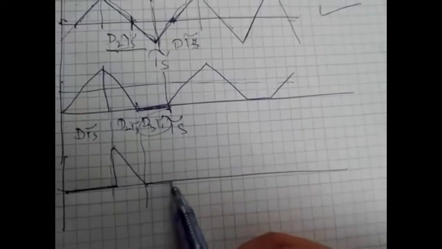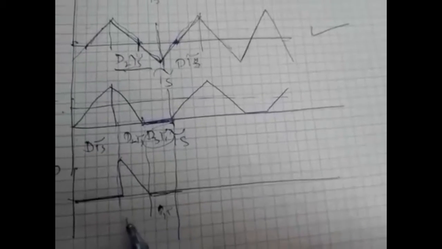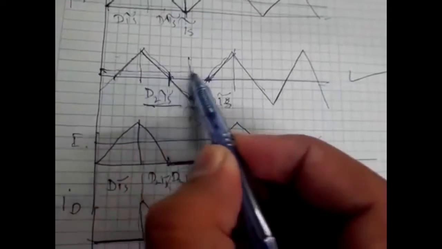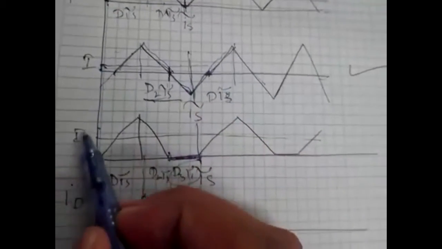Similarly, after that there is no current flowing, so that's why there is no current flowing in the inductor. So now the DC current we get is here.